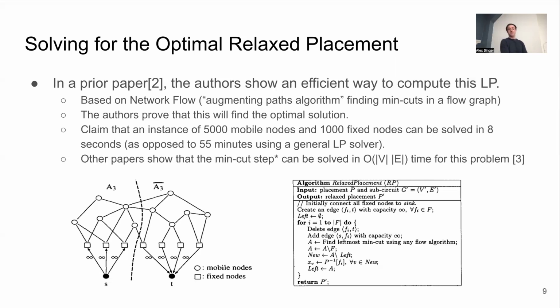And other papers show that the min cut step, I'll put a little asterisk here, I'll explain that in a second, can be solved in big O of V times E time for this problem, where V is the number of movable plus fixed nodes and E is the edges. Now, I put an asterisk here. The min cut step itself can be solved in big O of V times E, assuming you did some pre-computation. And I did not find the time complexity of the pre-computation, but the paper that talks about this, and I'll show the citation at the end of the slide deck, did mention that there's some pre-computation that goes in to basically find the augmented paths. But the idea is that you can reuse the augmented paths from prior iterations.